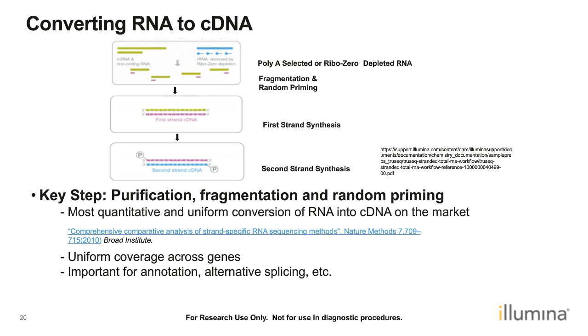After we do our RNA selection or Ribo-Zero depletion, we need to convert our RNA to DNA. So what happens is that after the poly-A selection or Ribo-Zero depletion, we will fragment and randomly prime our RNA transcripts. We will then proceed on to first strand synthesis and second strand synthesis. Our method of converting RNA to DNA provides the most quantitative and uniform coverage on the market, as described by the Broad study listed here, which did a comparison of different methods of preparing cDNA for sequencing. Ultimately, it shows that our methods get more uniform coverage across the gene. And this can be important for annotation or alternative splicing.